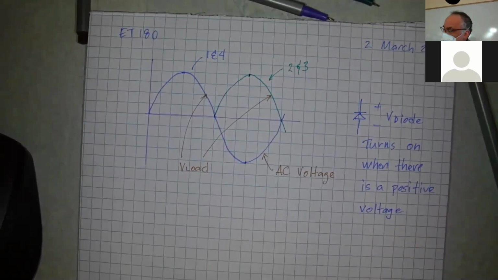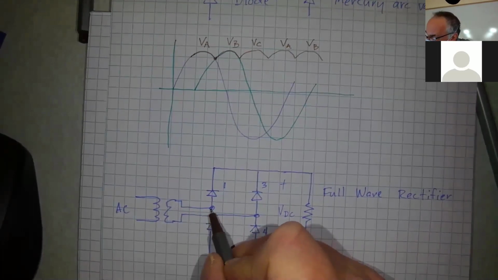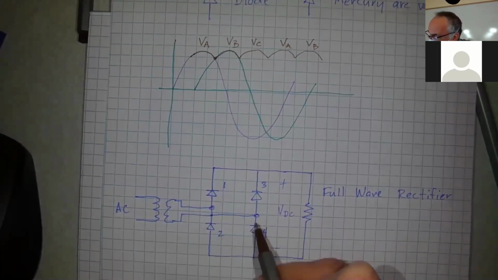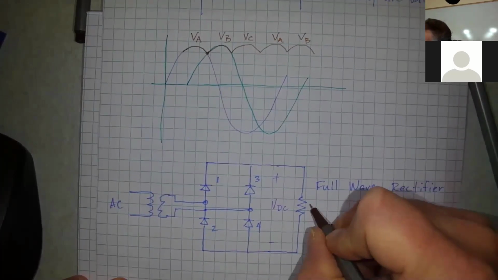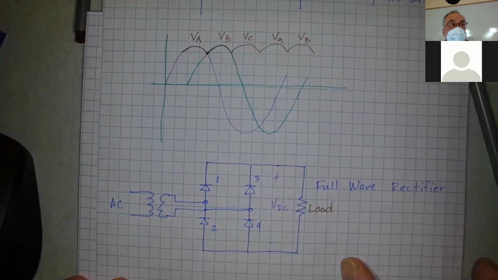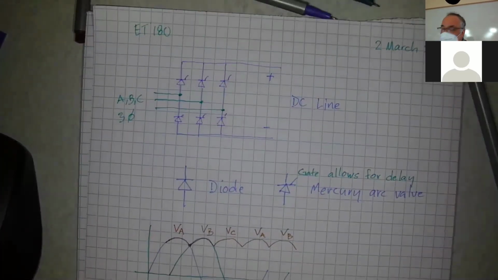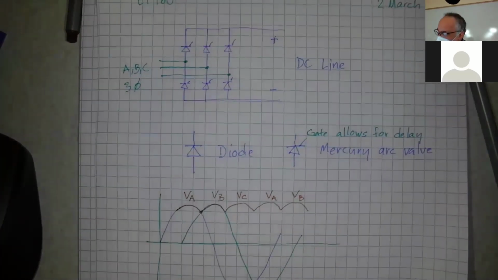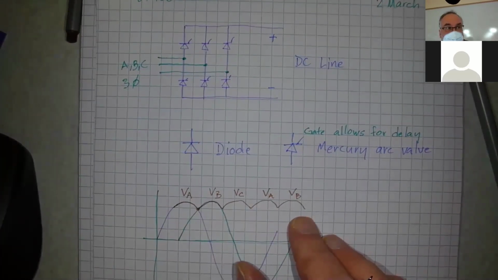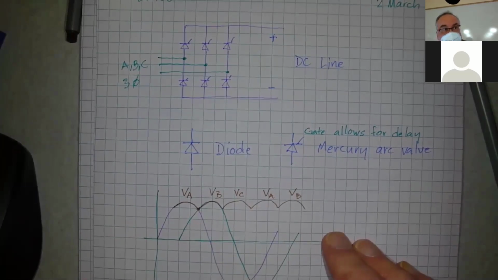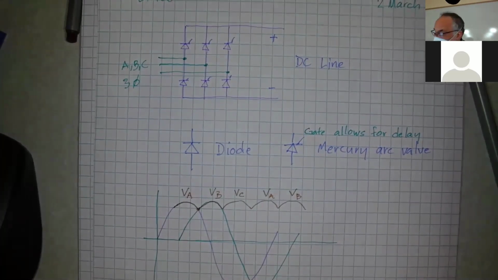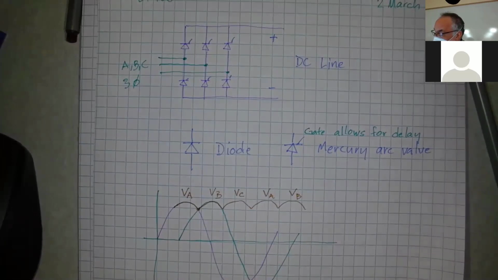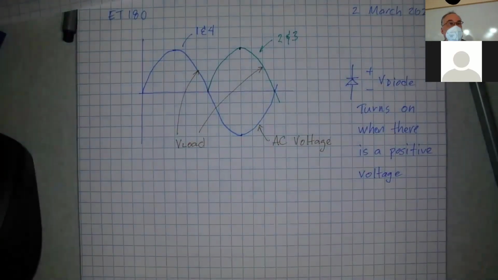So the diode is going to turn on when there's a positive voltage across it. So on the positive half cycle, 1 and 4 turn on. On the negative half cycle, 2 and 3 turn on. But what that does is it inverts the voltage across the load. Okay, I'm doing the same thing here, but with 6 diodes. So whatever voltage is more positive, that's the voltage that's going to turn on. Okay. And that's what this DC link does. Any questions on that?